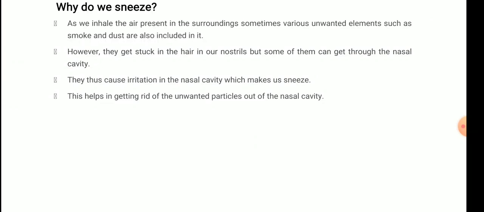If there are microorganisms like bacteria and fungi, because they are very microscopic, they are suspended in the air, so they can come inside our nasal pathway. So the sneeze helps us get rid of unwanted particles. That's why the phenomenon of sneezing is very important.